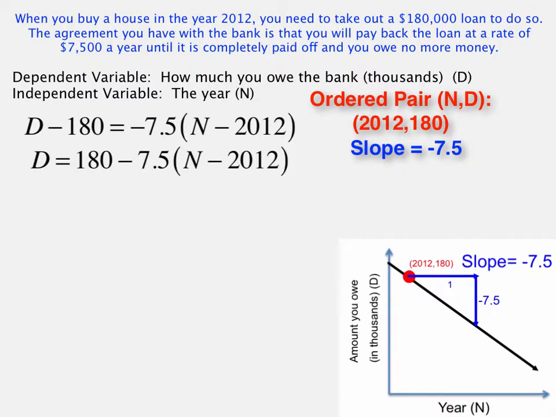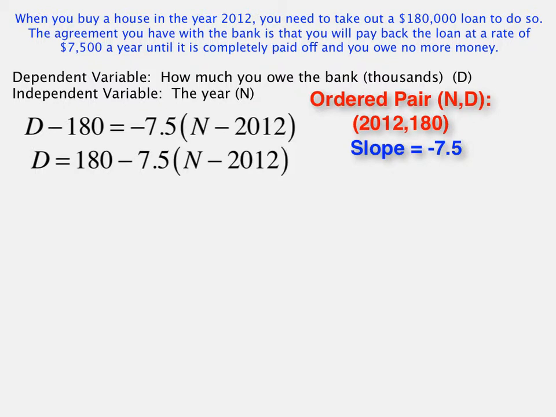Alright, now we've got this equation. If we were to be given a year, we could tell exactly how much we owe. If we're given an amount that we owe, we could find out exactly in what year we owe that amount. So let's go ahead and do some practice.